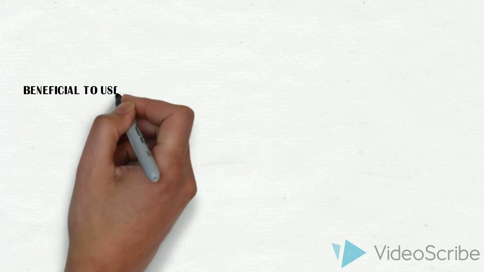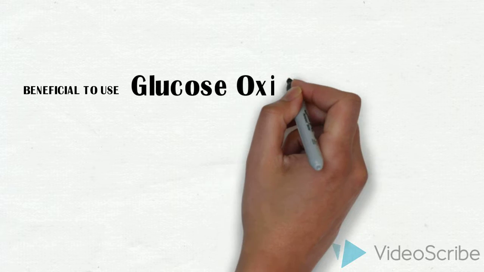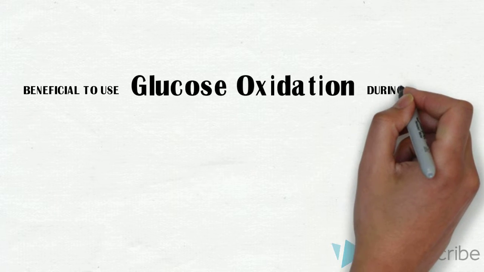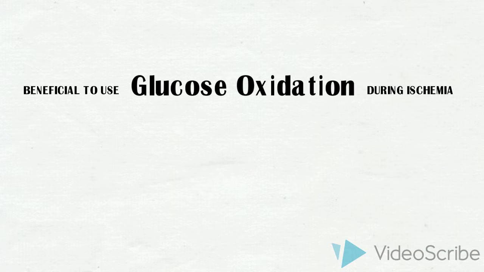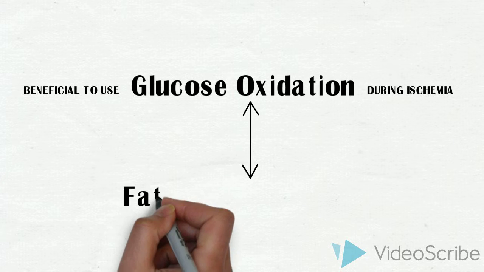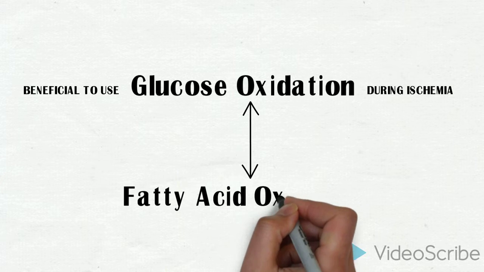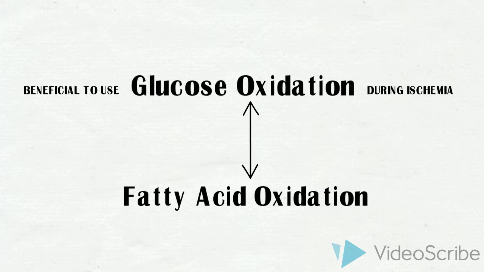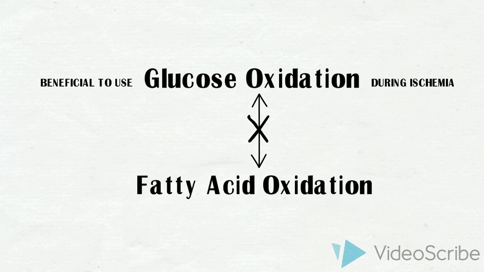It would be beneficial for humans to use glucose, a more oxygen-efficient fuel, as the primary source of energy during ischemia. However, it is important to note that humans cannot voluntarily switch between oxidation of glucose and fatty acids.